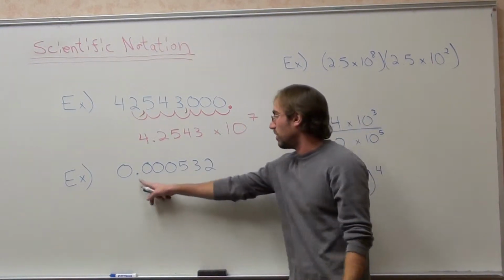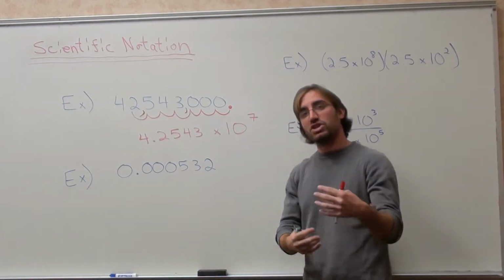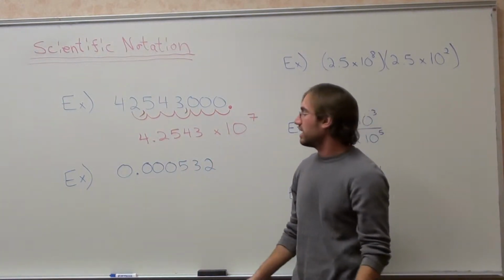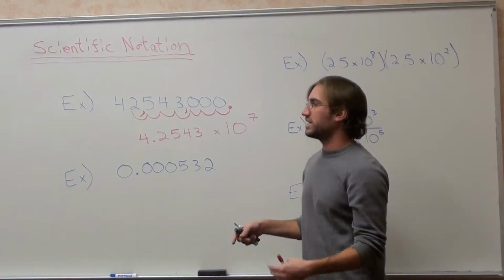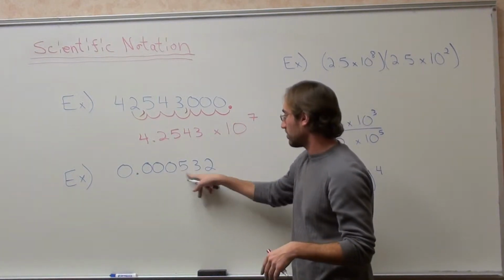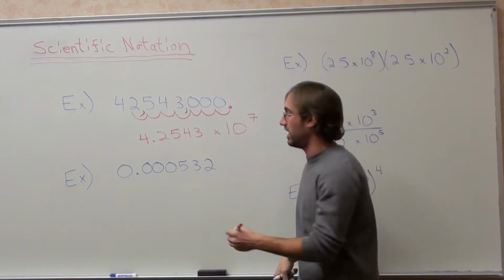So I move this decimal right here, because I do see a decimal, to the first number from left to right that's not a 0, after the first number. And the first number I see that's not a 0 from left to right is the 5. So I'm going to move it after the 5.